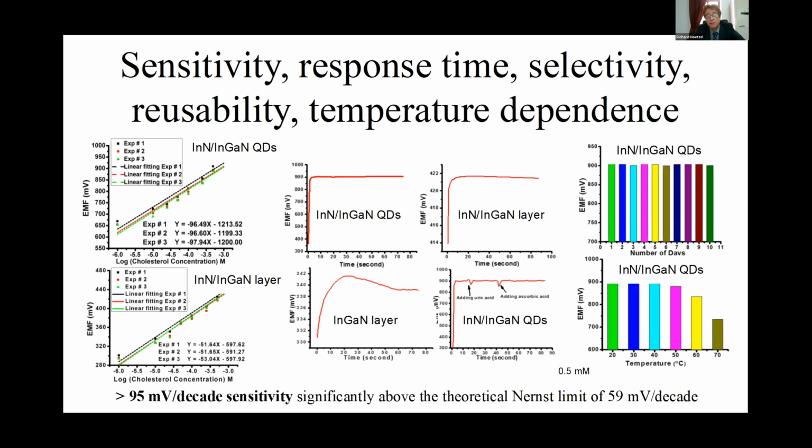Again, the response is very fast. We compare here with a planar indium nitride layer, which has a sensitivity below the Nernst limit and less fast response. The indium gallium nitride layer, again, not stable, and also the cholesterol oxidase leads to a very high sensor selectivity. Reusability, again, very good. The temperature dependence, which has been measured for this sensor, is fine up to 50 degrees C. Then the sensitivity drops.